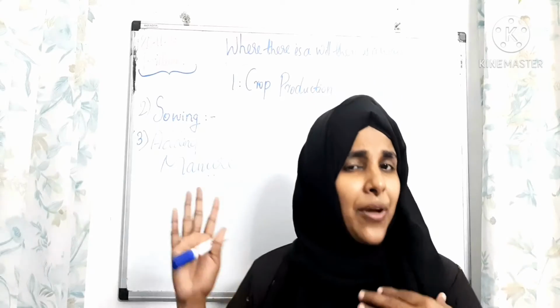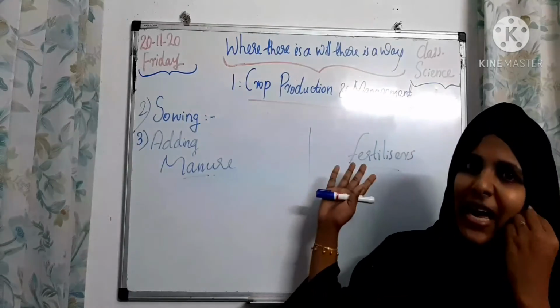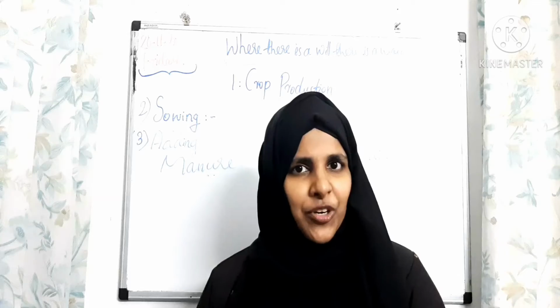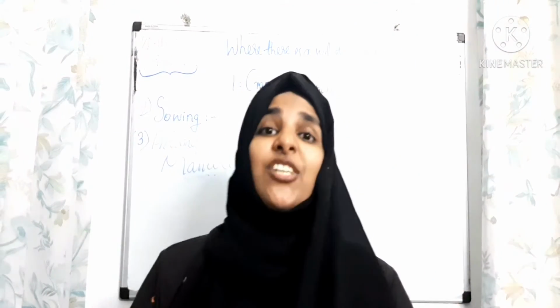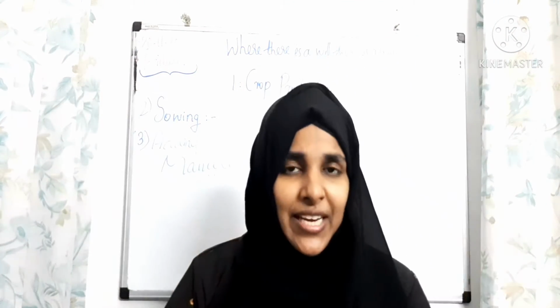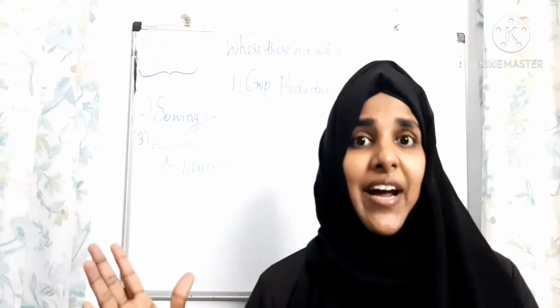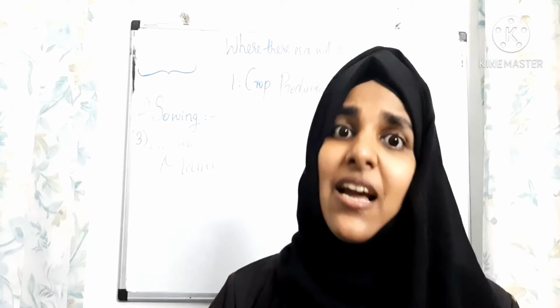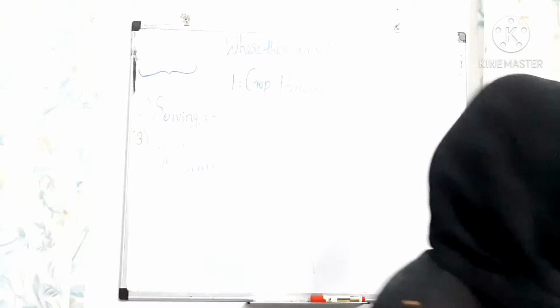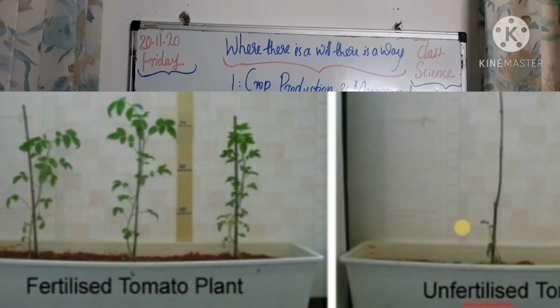I know you are familiar with these words, manure and fertilizer. What is it actually? It is a substance added to the soil in the form of nutrients which helps the growth of healthy plants. That's why we add manures and fertilizers. Children, just observe this picture. We can easily understand what will happen without manure and fertilizers, and what happens when we add them. We can see a healthy tomato plant, right?